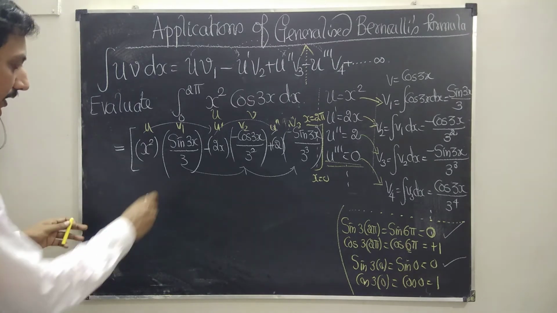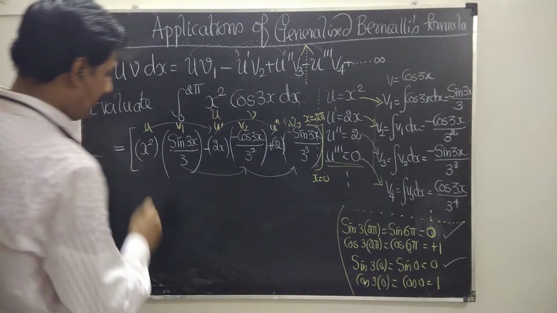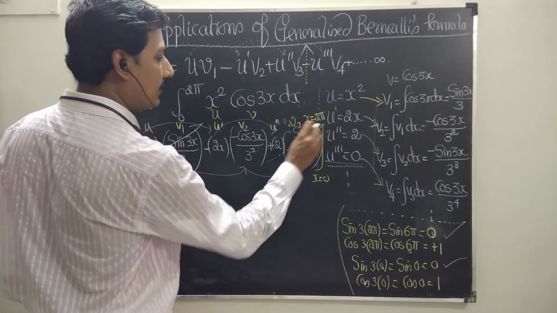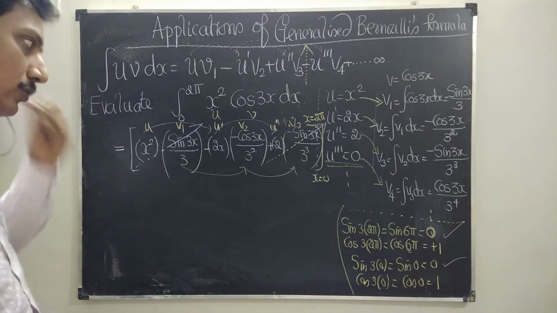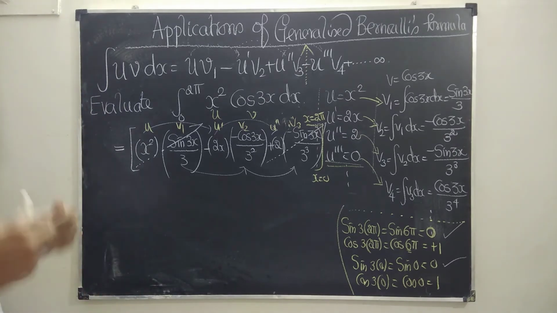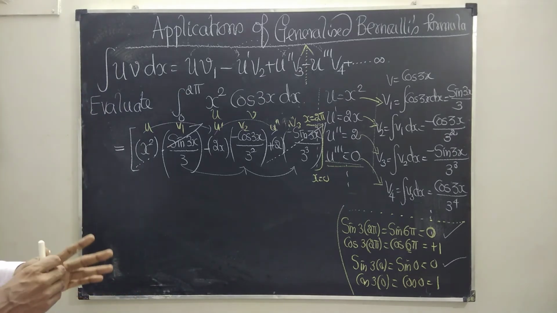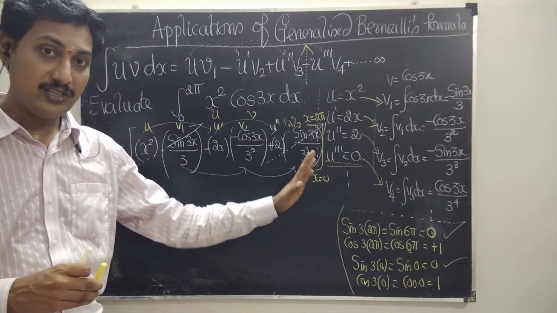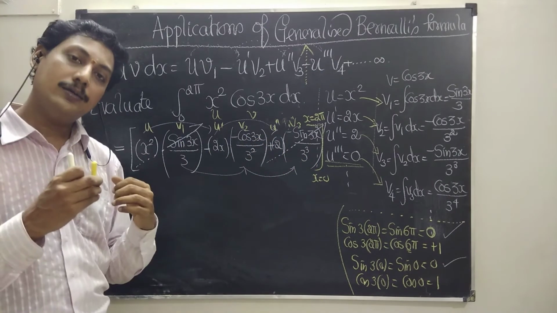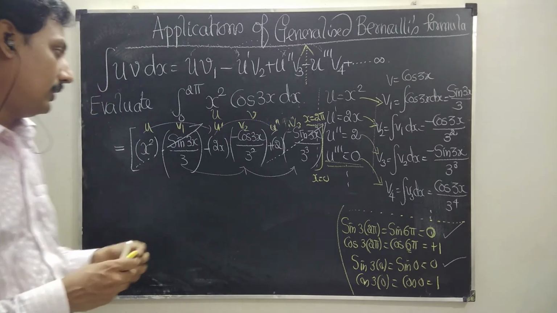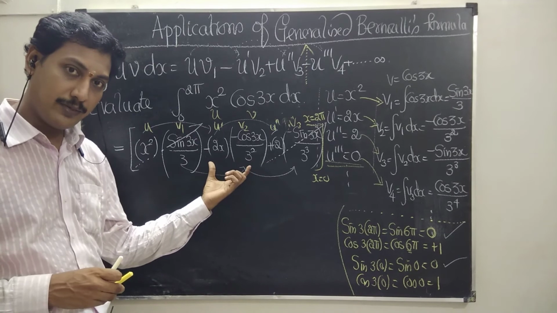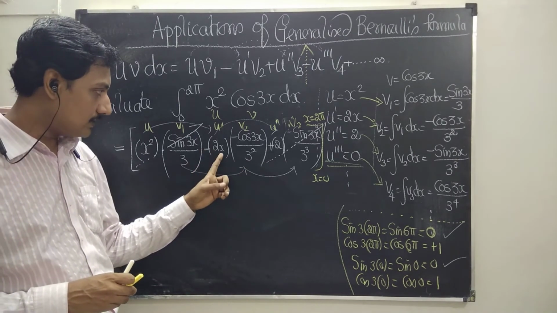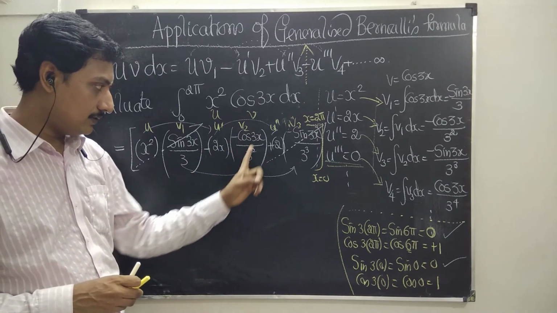So among the 3 terms, the first term and the third term naturally become 0. So there is no need to substitute the limits for these 2 terms. Just omit those terms. It is not cancellation; it is automatically 0, so we omit those terms. After this, we still have the middle term. What's the middle term here? Minus 2x into minus cos 3x by 3 square.